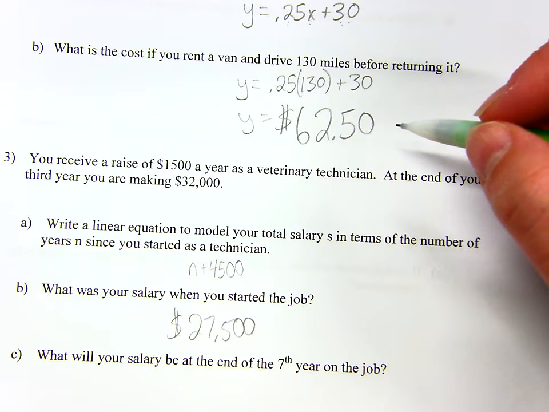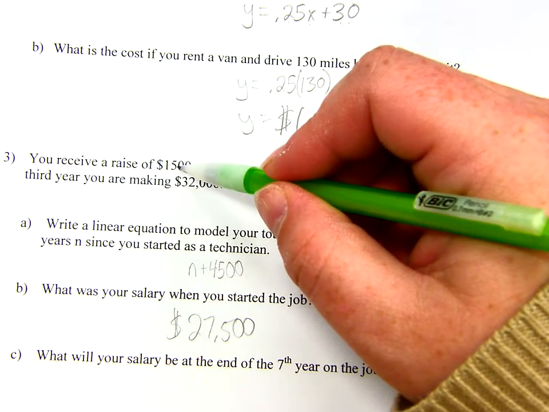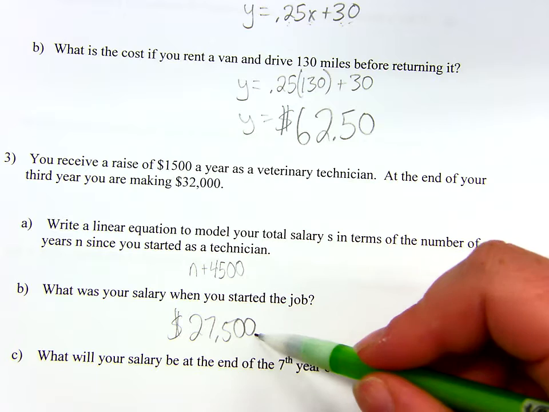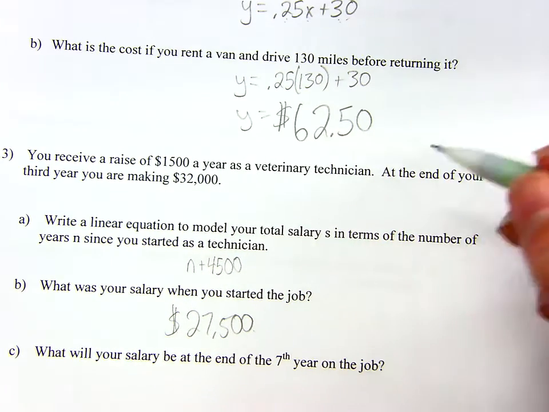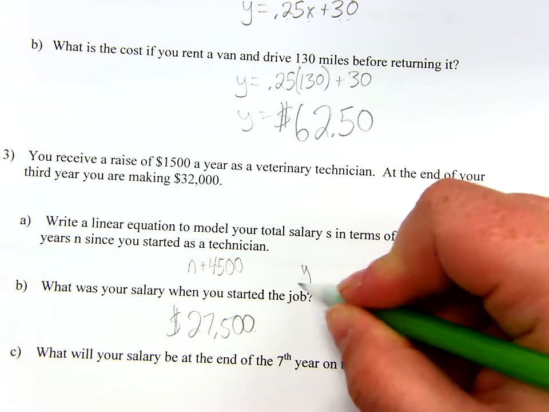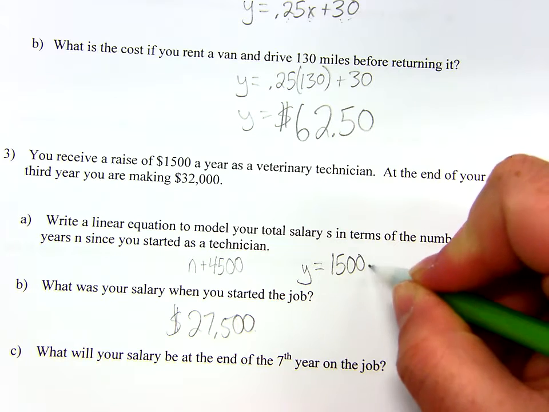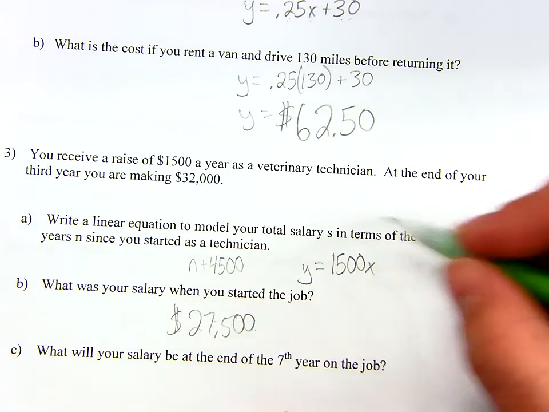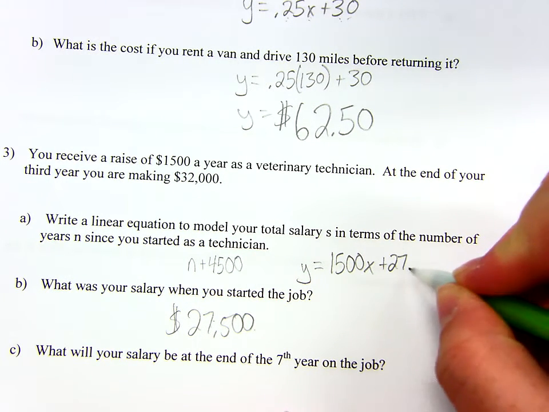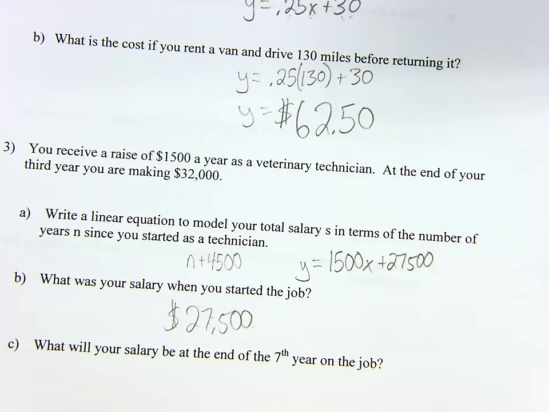So your total salary, every year you're getting $1,500, right? But you started at 27,500. So if I'm going to use X's and Y's, if you don't mind, I'm getting $1,500 more every year. Right? So there's my raise of $1,500 per year. But I started at 27,500. So that should model me.